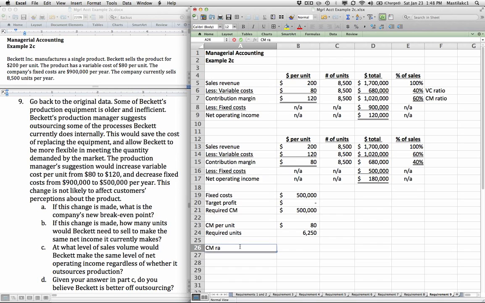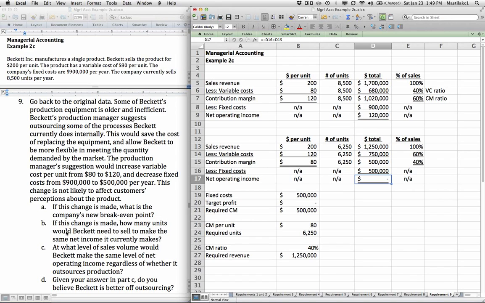Or we can do our break even in terms of CM ratio. Our new CM ratio is only 40%. So we can divide our required contribution margin by our CM ratio and get $1.25 million of required revenue. Now let's plug these numbers into our contribution format income statement and prove that they're true. If number of units sold is 6,250, we will have revenue of 1.25 million and we'll break even. Okay, so that's requirement 9A.